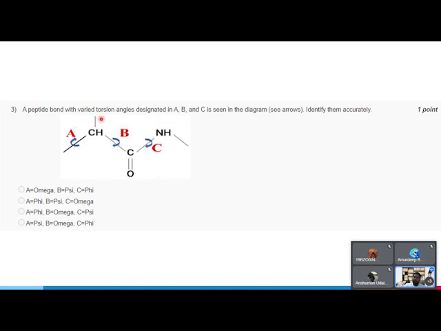A peptide bond with varied torsion angles designated A, B, and C is seen in the diagrams below. Identify them correctly. We have a peptide bond shown right here between the carboxylic acid group and the amino acid group, and essentially this is the peptide backbone of a protein. We are now asked, looking at this diagram, which are the various torsion angles. A, B and C represent angles which are named psi, phi and omega. So we have to determine which angle is known as phi, which is psi and which is omega.